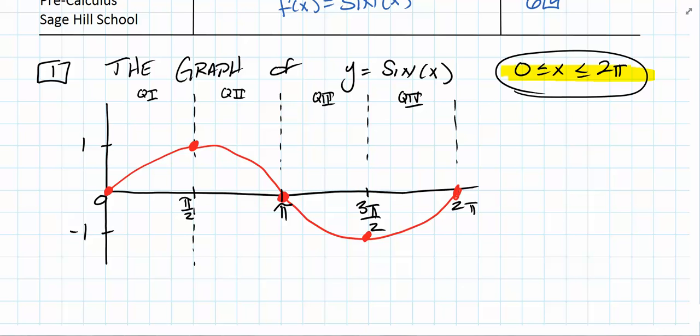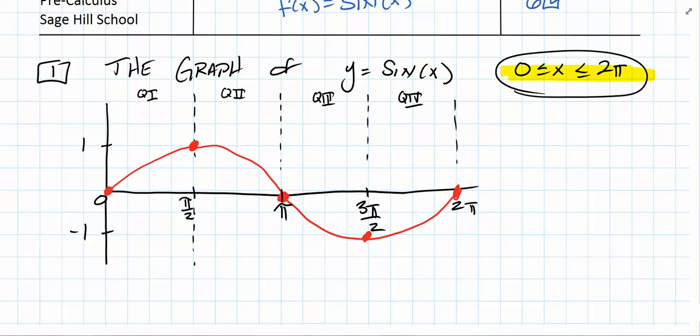Which 2 quadrants is sine positive? 1 and 2. How can you tell just from looking at this graph? Because it's above the x-axis. Very good. Where is sine negative? 3 and 4, because it's below the x-axis. Very good. Okay, awesome.